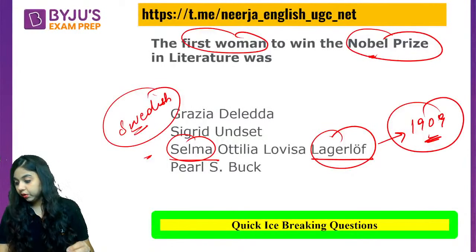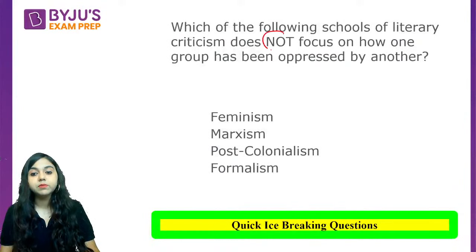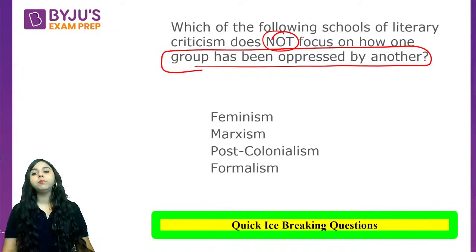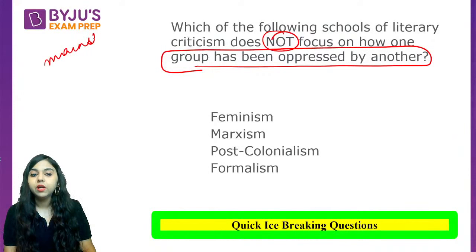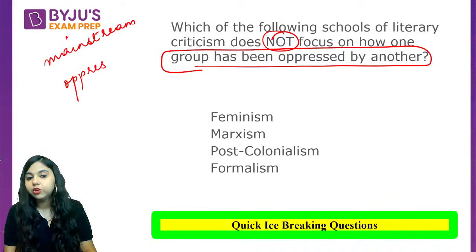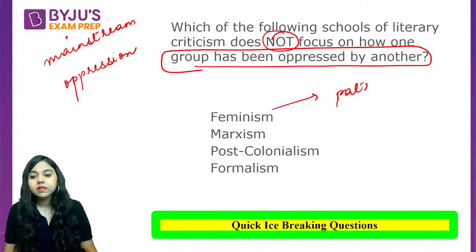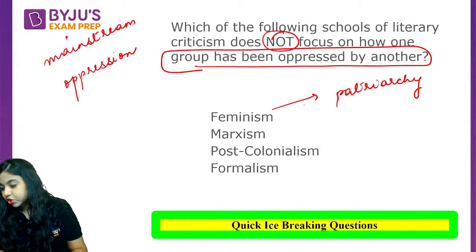Which of the following schools of literary criticism does not focus on how one group is oppressed by the other? All the other major groups except one of these is fighting against a mainstream center, and that mainstream center is a center of oppression. For instance, feminism is fighting against what? It is fighting against the center of oppressive patriarchy. Patriarchy is oppressing.